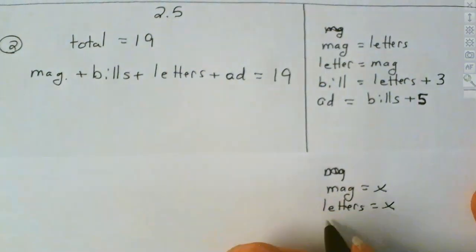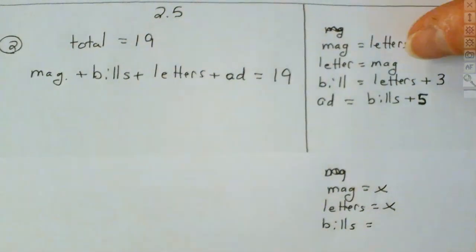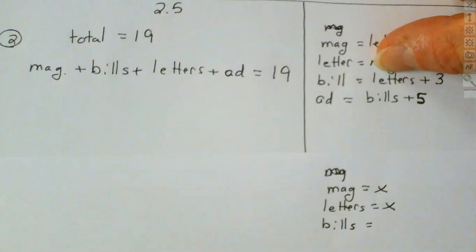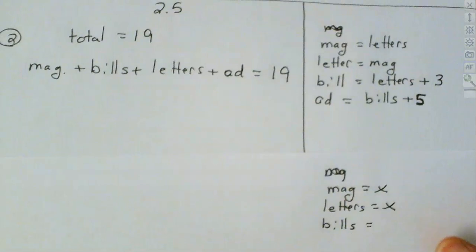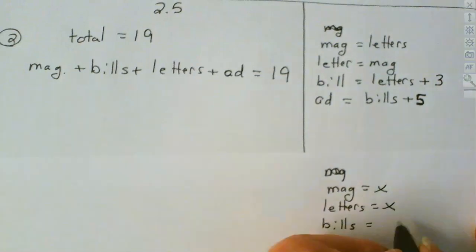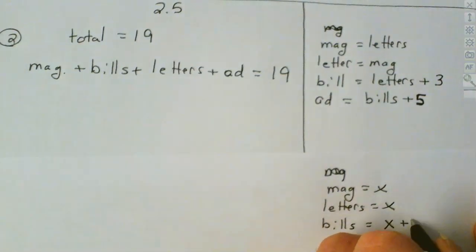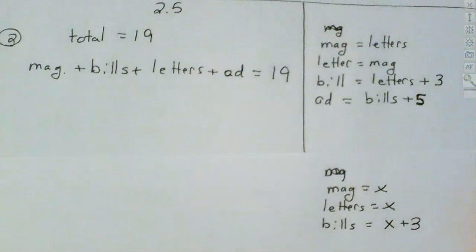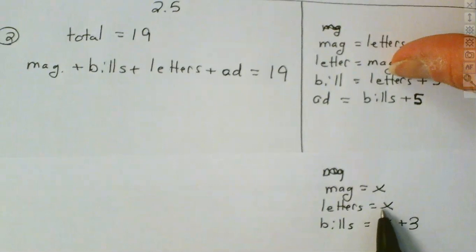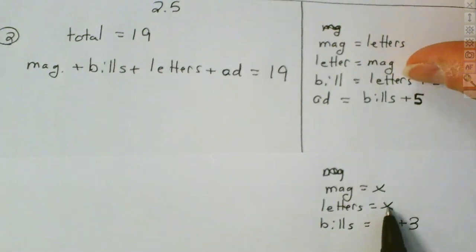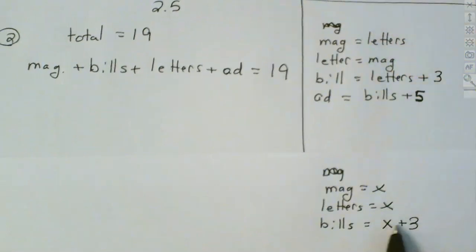Now we go to the bills. What do we know about the bills? Okay, the bills are the letters plus 3. And so what did we define the letters to be? X, right? So what would the bills be with the variable x? That would be x plus 3. Are we okay with that, right? Because letters are x. Okay, the bills are the letters plus 3. So that means my bills are going to be x plus 3.